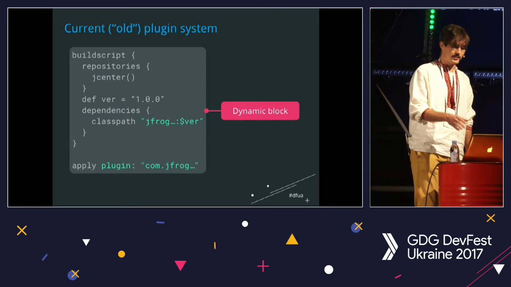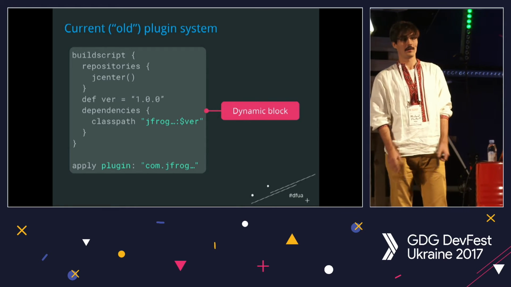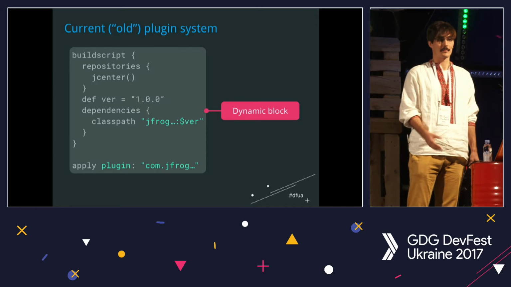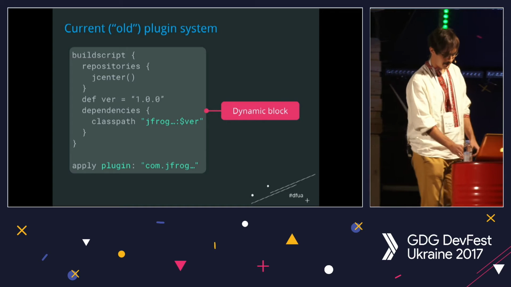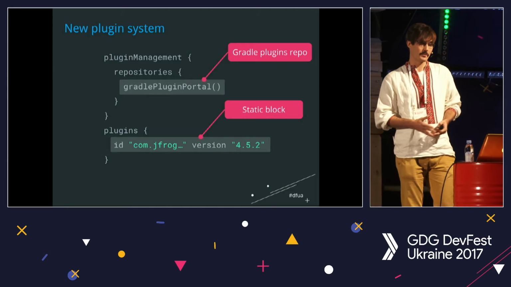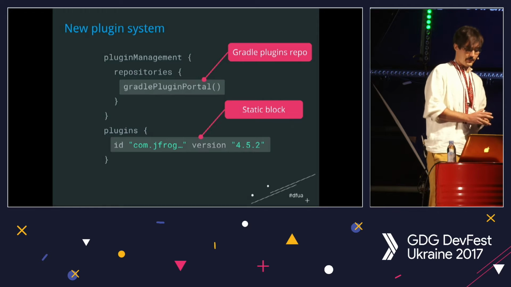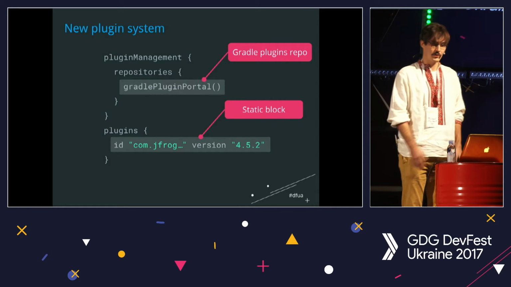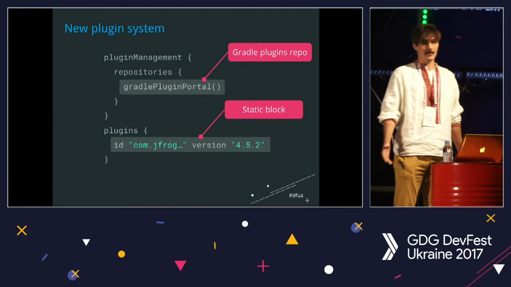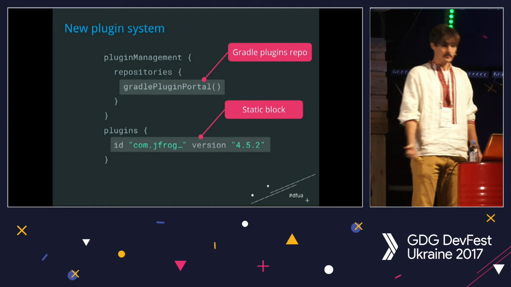And this way of defining plugins is deprecated, not only for Kotlin DSL, but also for Groovy DSL. If you look at the Gradle documentation, you will know that this is true. So Gradle developers proposed a new way for plugin declaration. First of all, they created a new format for plugins and a new repository, an analog of Maven Central, but for Gradle plugins: the Gradle plugin portal.